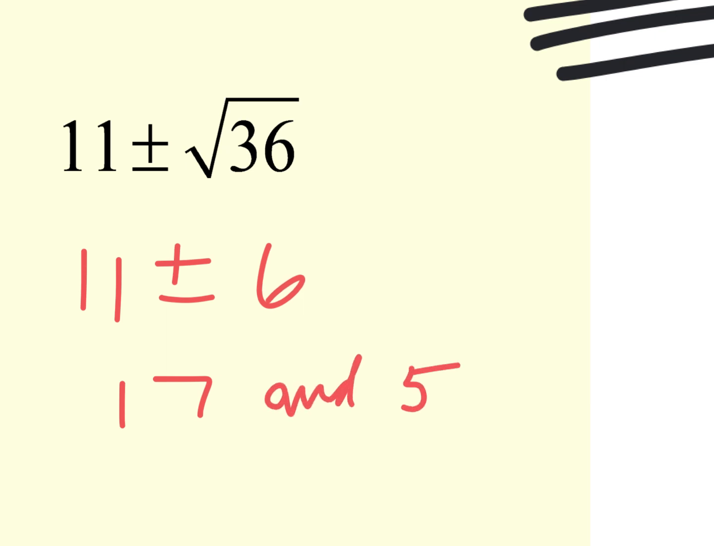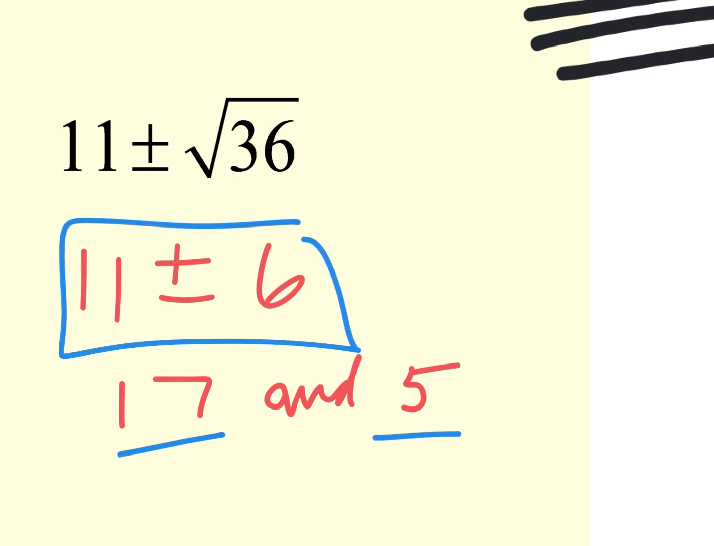Those are your 2 answers. It's very common for kids to just get used to leaving answers like that. No, you left me a math problem. You have to do the math problem. 11 plus 6, 17. 11 minus 6, 5. Those are your 2 answers.